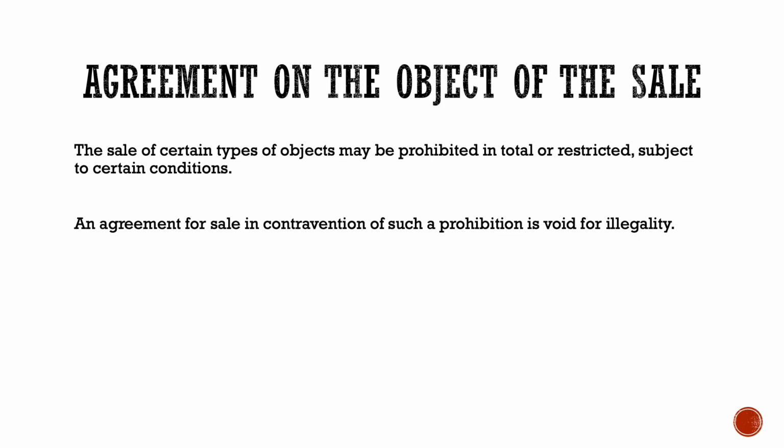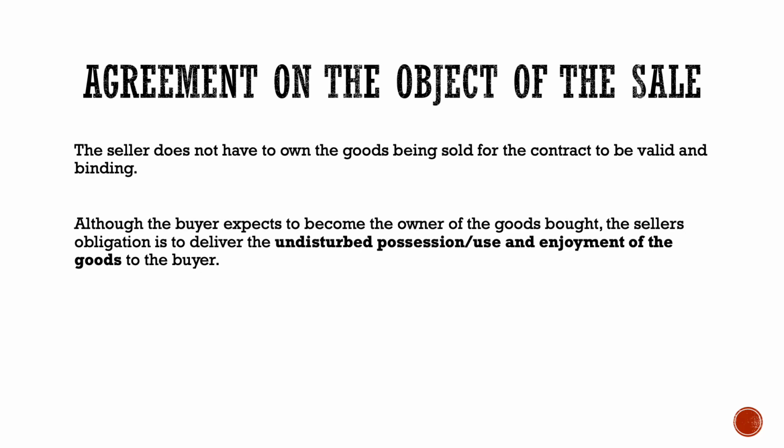So the seller does not have to own the goods that are being sold in order for the contract to be valid and binding. Although the buyer expects to become the owner of the goods bought, the seller's obligation is to deliver the undisturbed possession or use and enjoyment of the goods to the buyer.